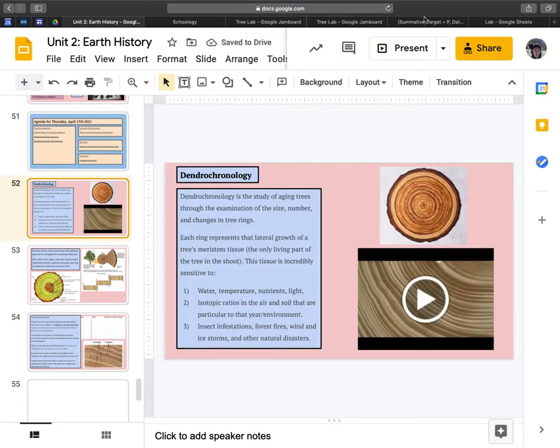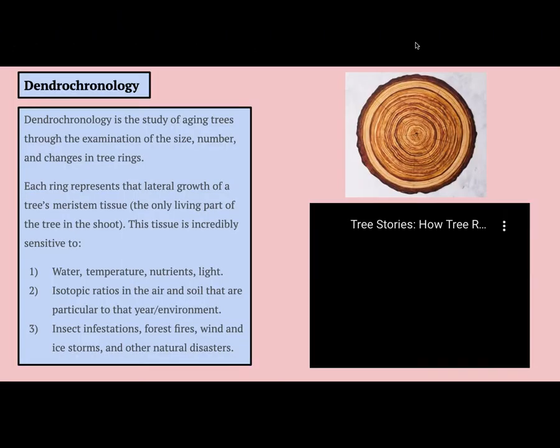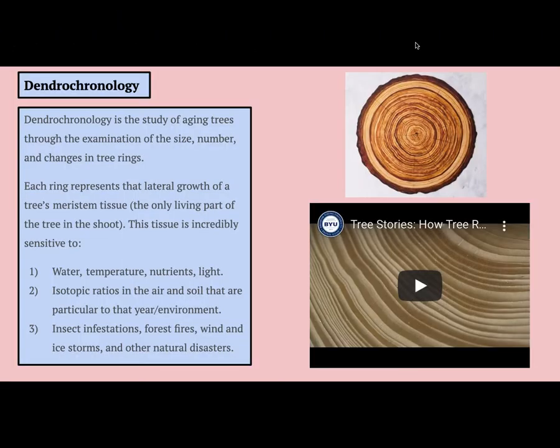So I'm quickly just going to go over the aspects of the Dendrochronology Lab to make sure that you feel confident with finishing this today or at some point over break. Now, dendrochronology, as we talked about yesterday, is just the study of aging trees. And each ring, which includes early and old wood in a year, really tells us something about that meristemic tissue, the tissue that's alive during that year.